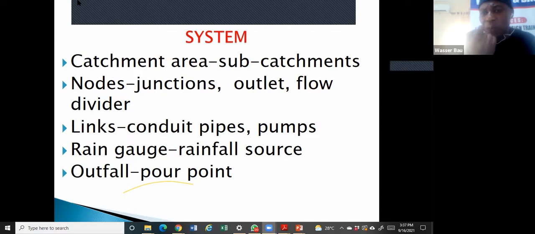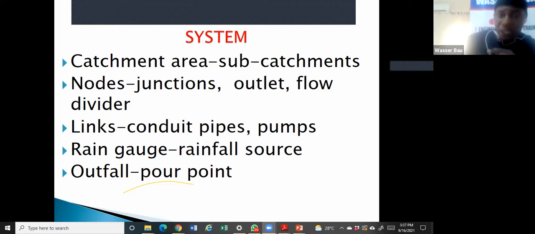So for a stormwater, there must be a rain gauge. There must be something, and that is what you get from your IDF curve. Then you must have outfall. In other words, where is the discharge point of the storm? Where is the storm entering? Is it a river system? Is it an open drain? Is it an infiltration basin? Is it a green area? Is it a swale? Or is it a detention pond? So that is where the stormwater goes.